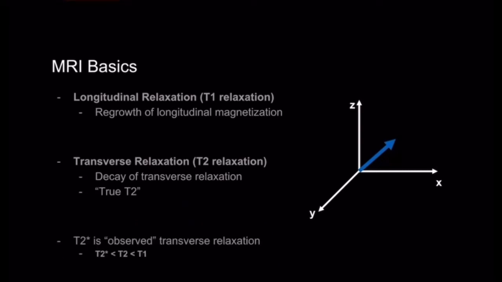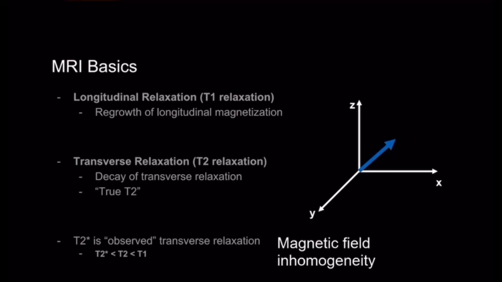I should mention that T2 refers to true T2 effects due to energy transfers with the tissue environment. Again, the mechanisms aren't important, but what is important is the concept of T2 star. T2 star refers to observed transverse relaxation, which includes the effects of magnetic field inhomogeneities.